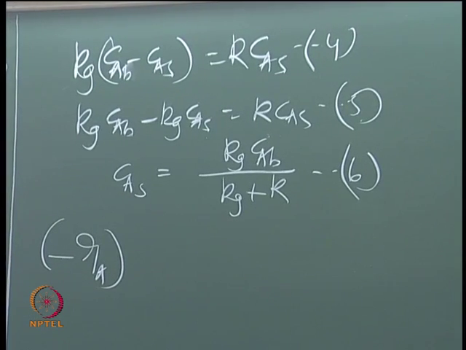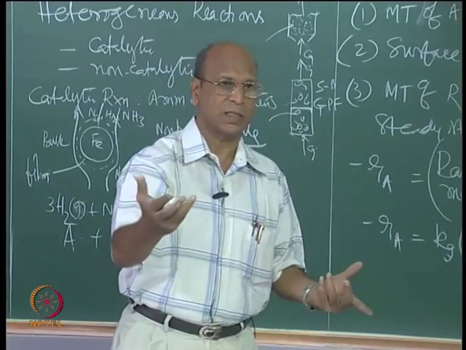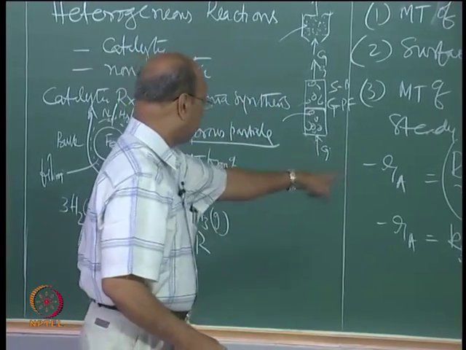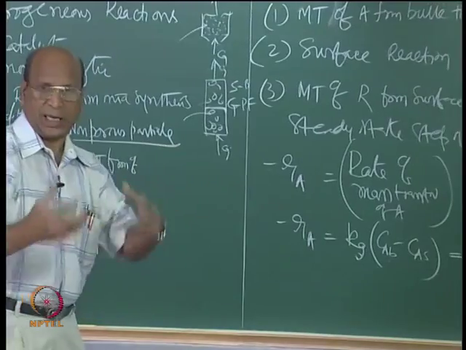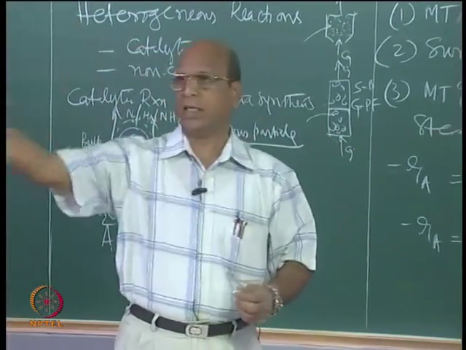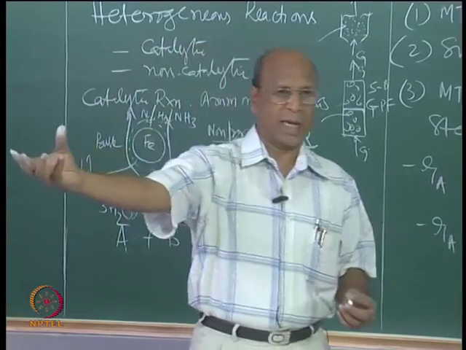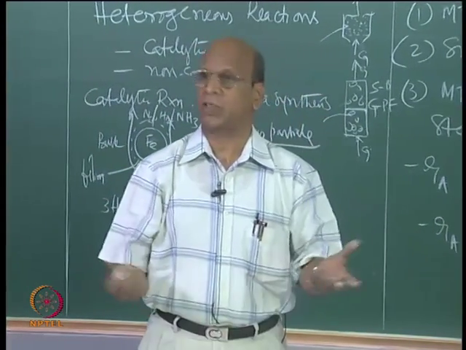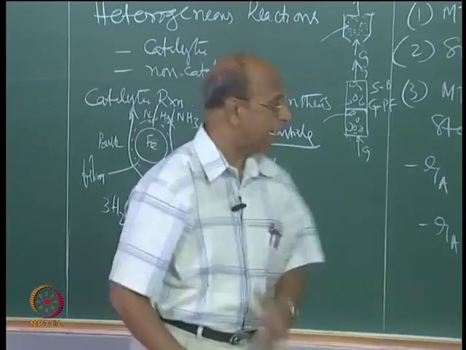My idea is that I should not have CAS in my equation. Why? If CAS is there, I have to go to the surface and measure the concentrations, right? Without that, I have to express the rate in terms of only CAB, the bulk concentration, where I can simply take the bulk gas and find out the conversion or the concentration there. Okay? So, that is why.